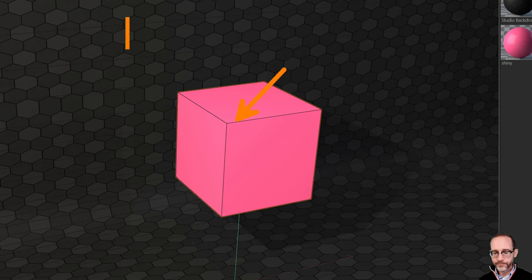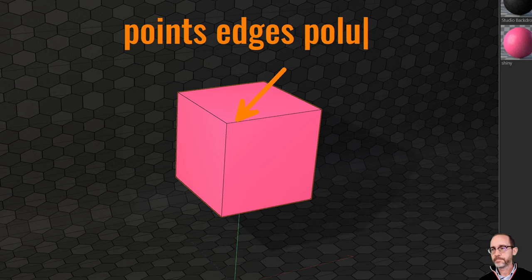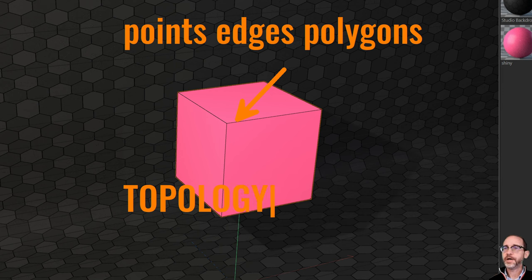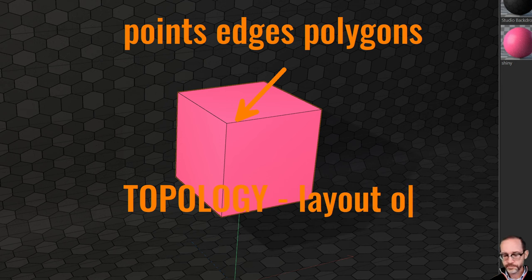The word you need to memorize here is that we have a shape, and like I said, across the surface of this shape, we have points, edges, and polygons. And the whole game here is about arranging those in an efficient way and in a way that makes sense across the surface of the object. And that is called topology. Okay, topology is the layout of polygons.